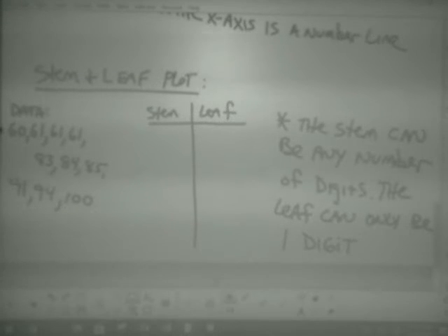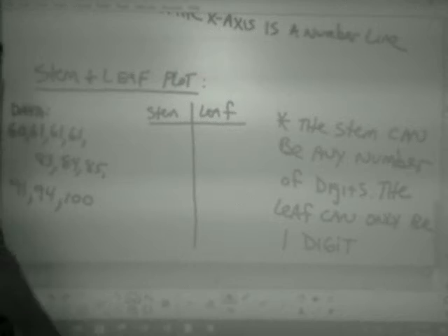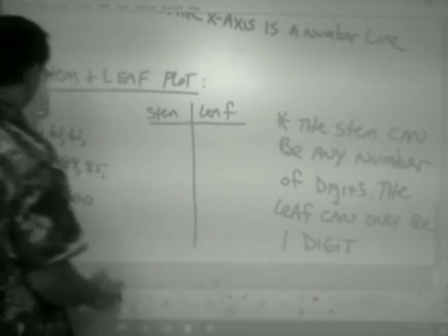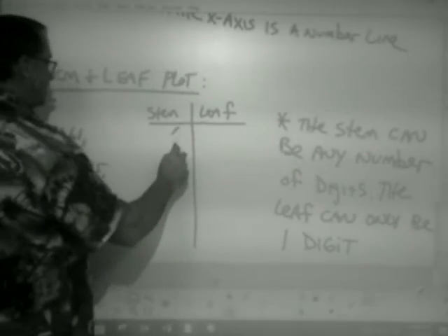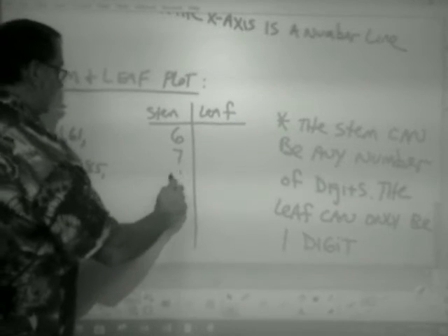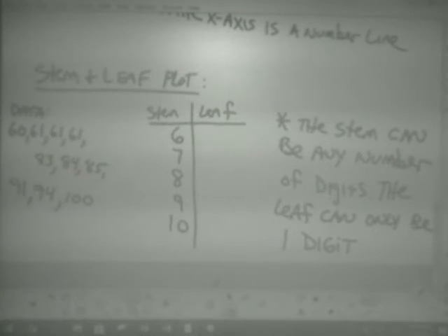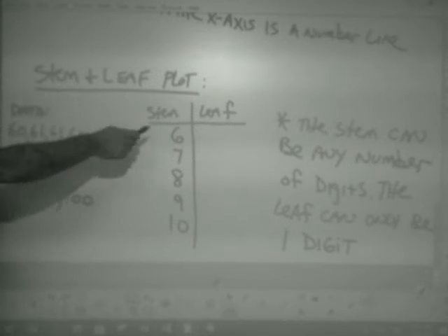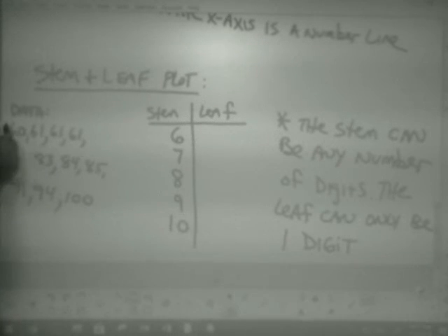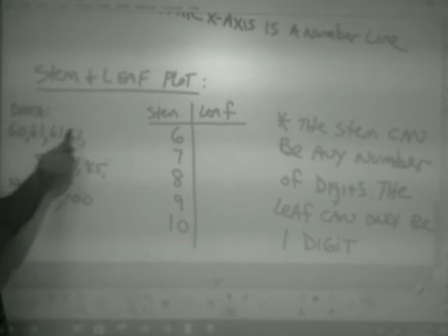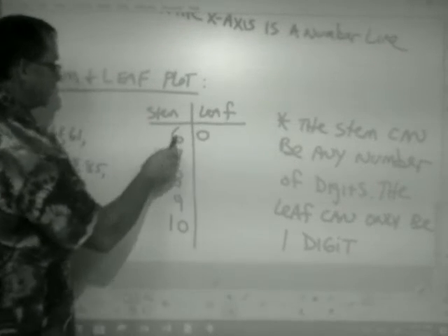Our lowest number is 60, our highest number is 100. I could make the tens digit the stem and the ones digit the leaf. So if my tens digit was the stem, I have the 60s, 70s, 80s, 90s, and 100s as my stems. My first leaf would represent the number 60. So that is a 6 in the tens digit, a 0 in the ones digit. So that is 60.